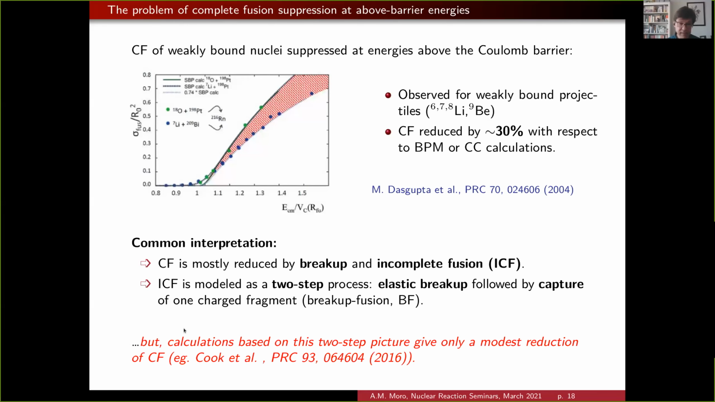However, there are calculations done, for example, by a Canberra group, by Nanda Dasgupta and her collaborators there, using classical trajectories, in which they try to incorporate this two-step picture consisting of this elastic dissociation followed by the capture of one of the fragments. And this tends to underpredict the amount of suppression. So you get some suppression, but much smaller than the one that is observed experimentally.